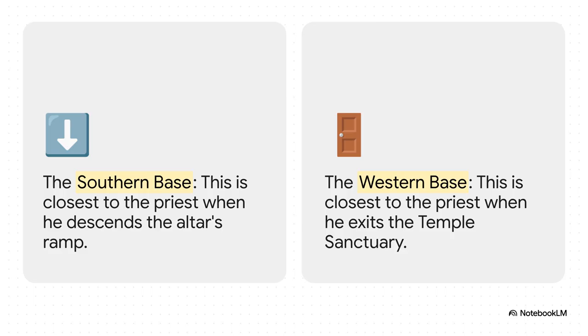What's really cool is that the debate is all based on one shared idea: efficiency. Basically, what's the easiest, most logical spot for the priest to pour the blood when he's done? The argument is all about where the priest is coming from. Does he finish his job when he walks down the altar's ramp, which ends on the south side? Or should we compare it to a different offering, where he exits the main temple sanctuary, which would put him closer to the western base?